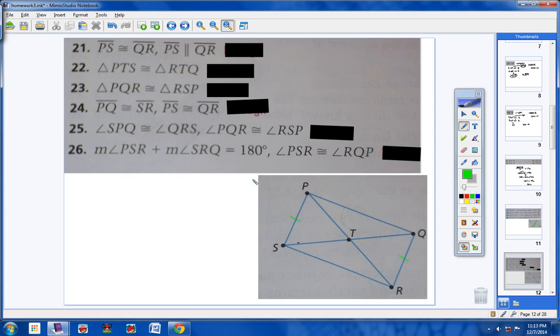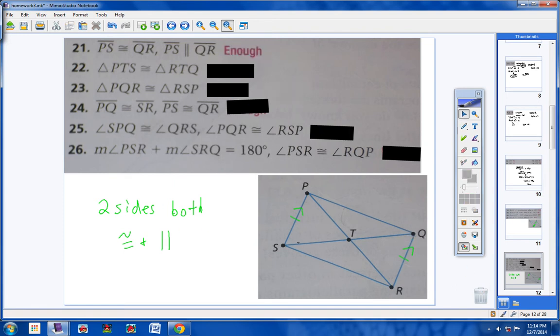Okay, PS is parallel to QR. Okay, the answer is yes. We definitely have a parallelogram. How do I know that? We had a theorem that said if two sides are both what? Congruent and parallel, then we have a parallelogram. So yes, we know it's a parallelogram, and that's the reason why right there.